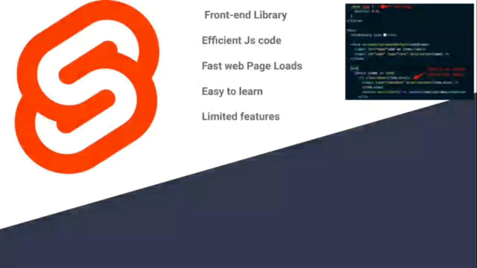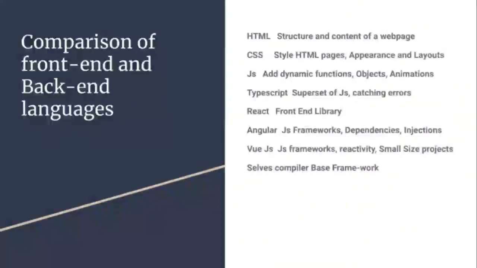Now let's compare some front-end frameworks. We have front-end development languages. Let's compare an overview. HTML, Hypertext Markup Language. Purpose: define the structure and content of a web page. Key features: tags, elements, and attributes. Use cases: building the basic framework of a web page, including text, images, links, and headings.